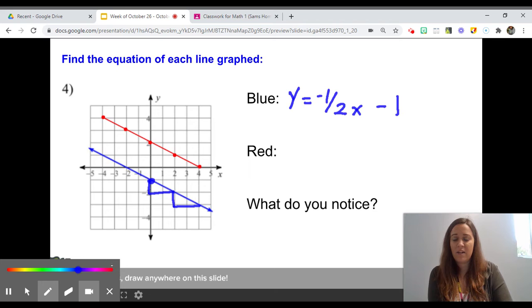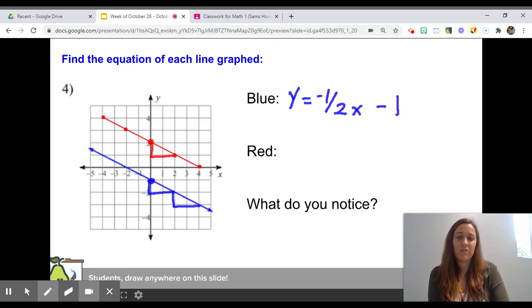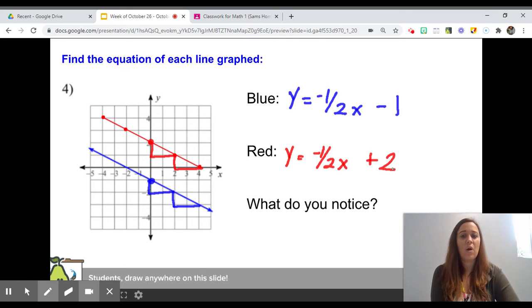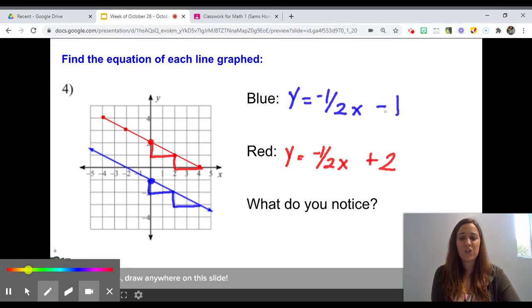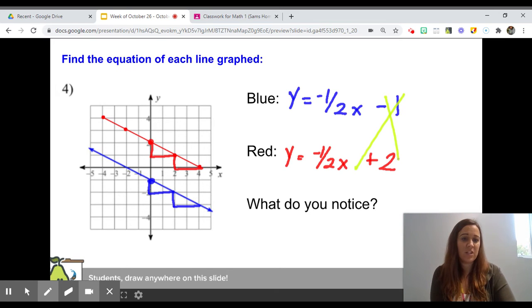My red line then, go over here. I'm starting here at +2, and it's also going down 1 over 2. So that is y is equal to -1/2 x, and then plus 2 would be my equation here for that line. Again, we're not too worried about what the y-intercept is looking like.